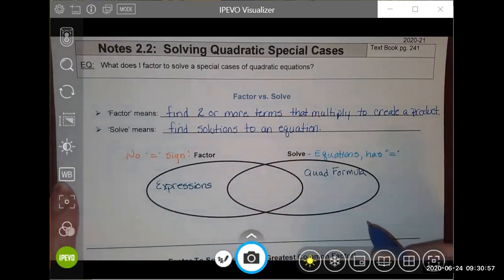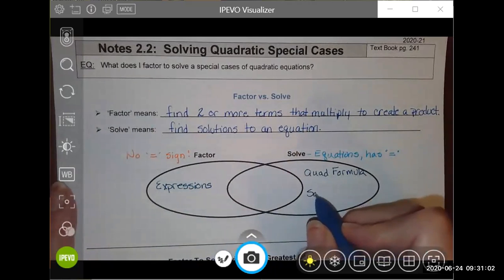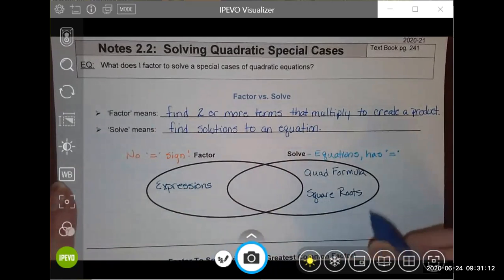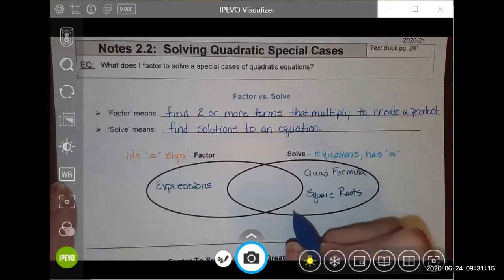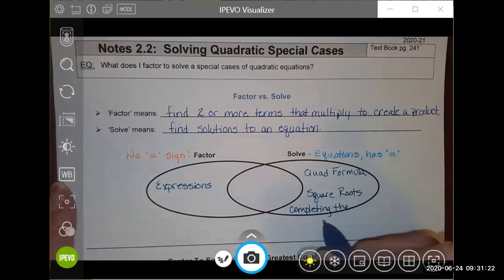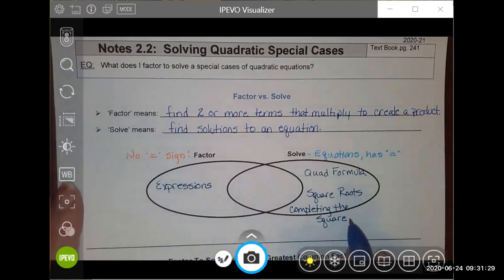We've also learned, if you remember back to Algebra 1, that you take the square root of a number and that would help us solve equations. And then finally, we learned how to use completing the square in Algebra 1, and we will recover that again in Algebra 2. Completing the square does not give you factors, it gives you solutions. But there are lots of things that can be factored and solved.